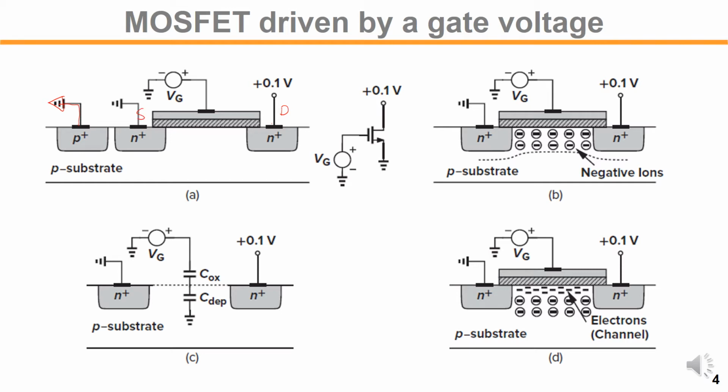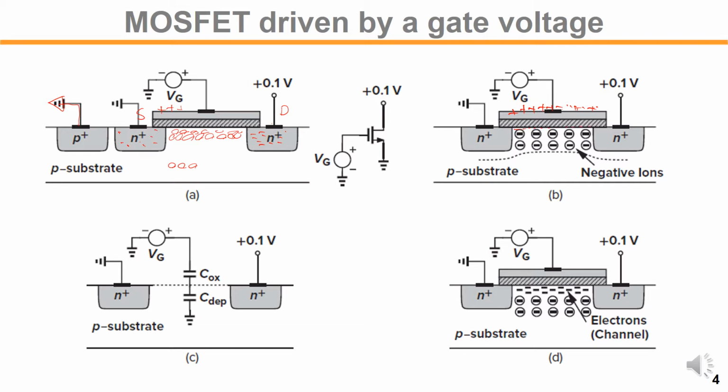Let's say initially the p-type has lots of holes here, and the n-type has lots of electrons on the outer shell. For now, nothing has happened, but if you start increasing the gate voltage, positive charge is attracted on the top gate plate, and negative charge is attracted to the surface.